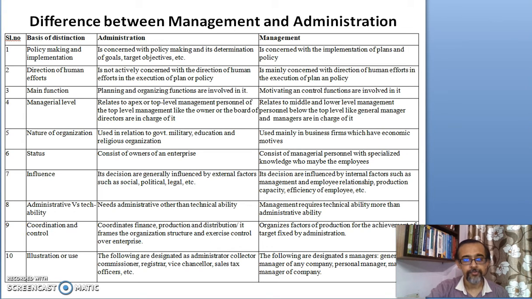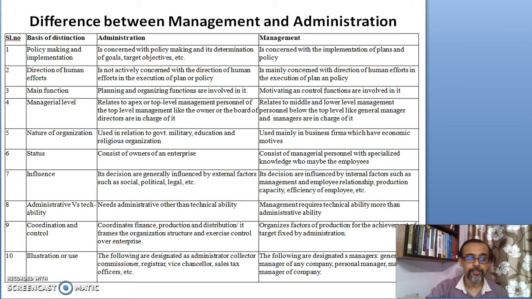In regard to influence, administrative decisions are generally influenced by external factors such as political, legal, or social. In case of management, decisions are influenced by internal factors such as management and employee relationship, production capacity, efficiency, and employees. On the difference in ability, administration needs administrative and other technical ability, while management requires technical ability more than administrative ability.